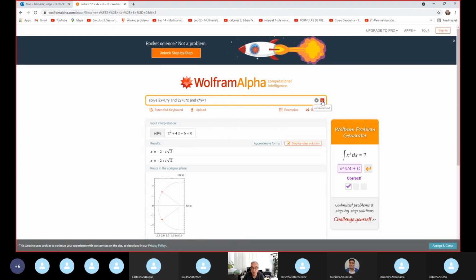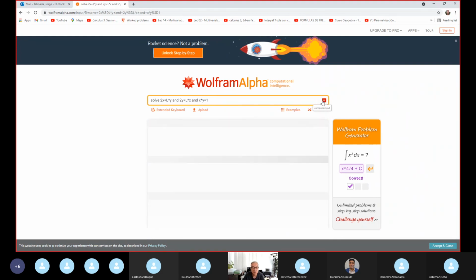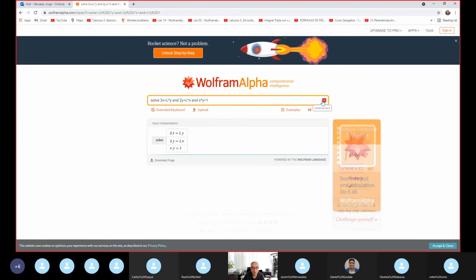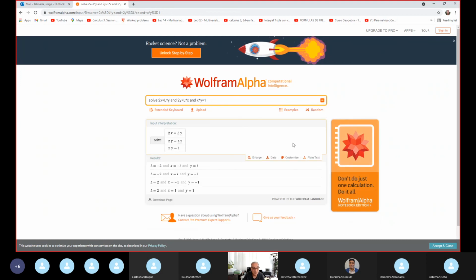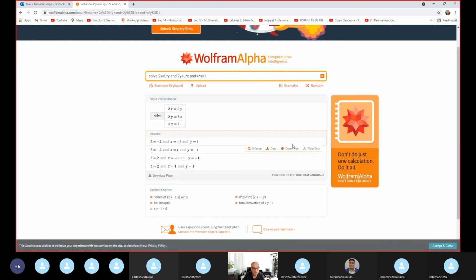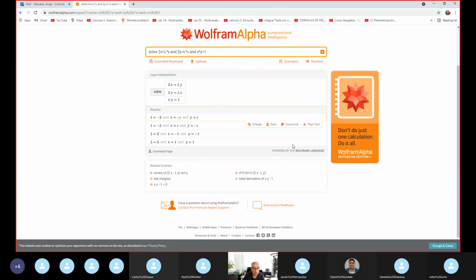I press this button, compute the input. Wait some seconds. Sometimes it gives me imaginary solutions, but I don't care about imaginary solutions. Okay, entonces I care about the last two parts. In this case lambda is 2, and x is -1, -1. And L is 2 again, and +1, +1.